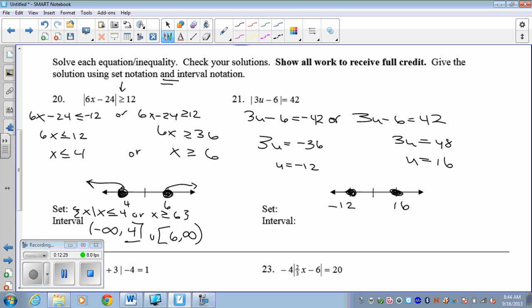There you go. Set notation, fancy stuff, x such that.